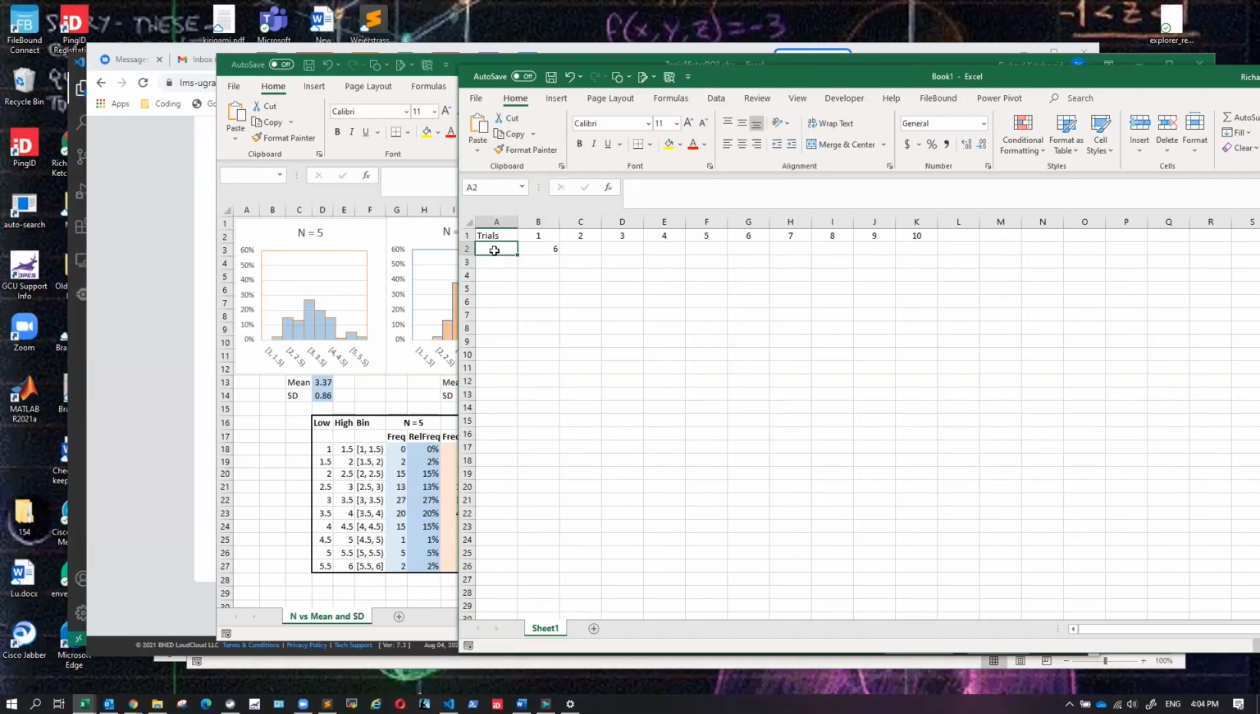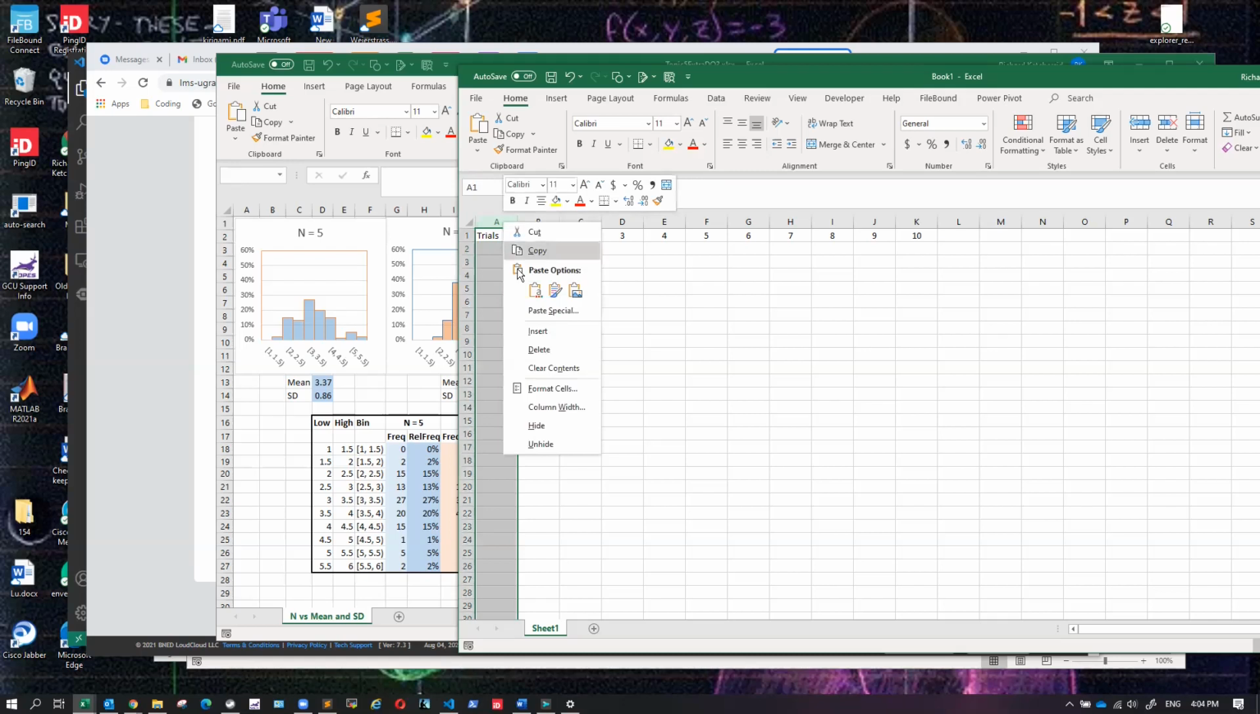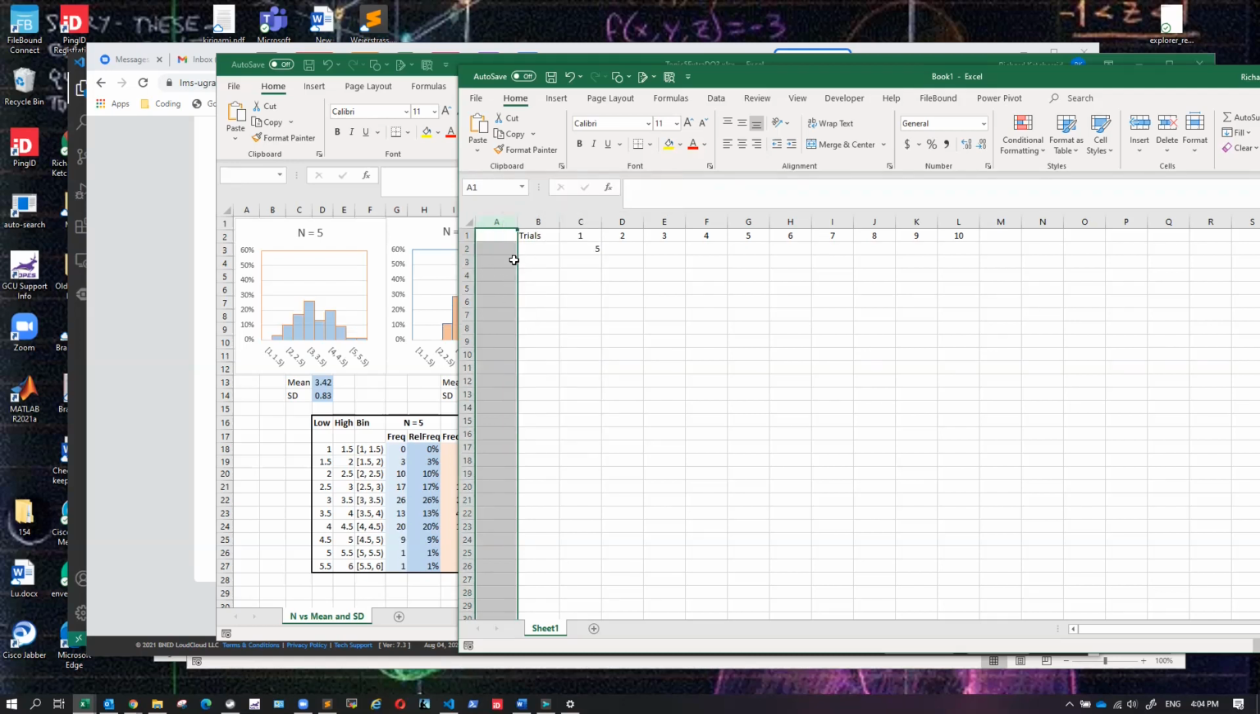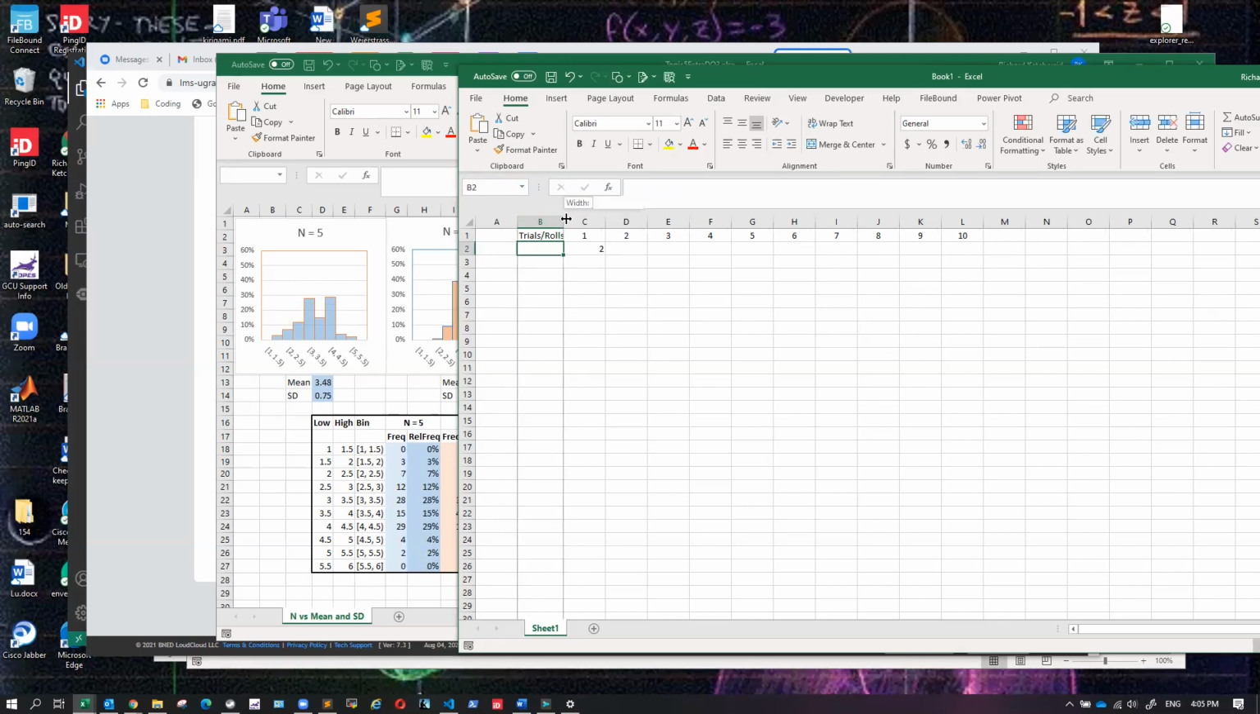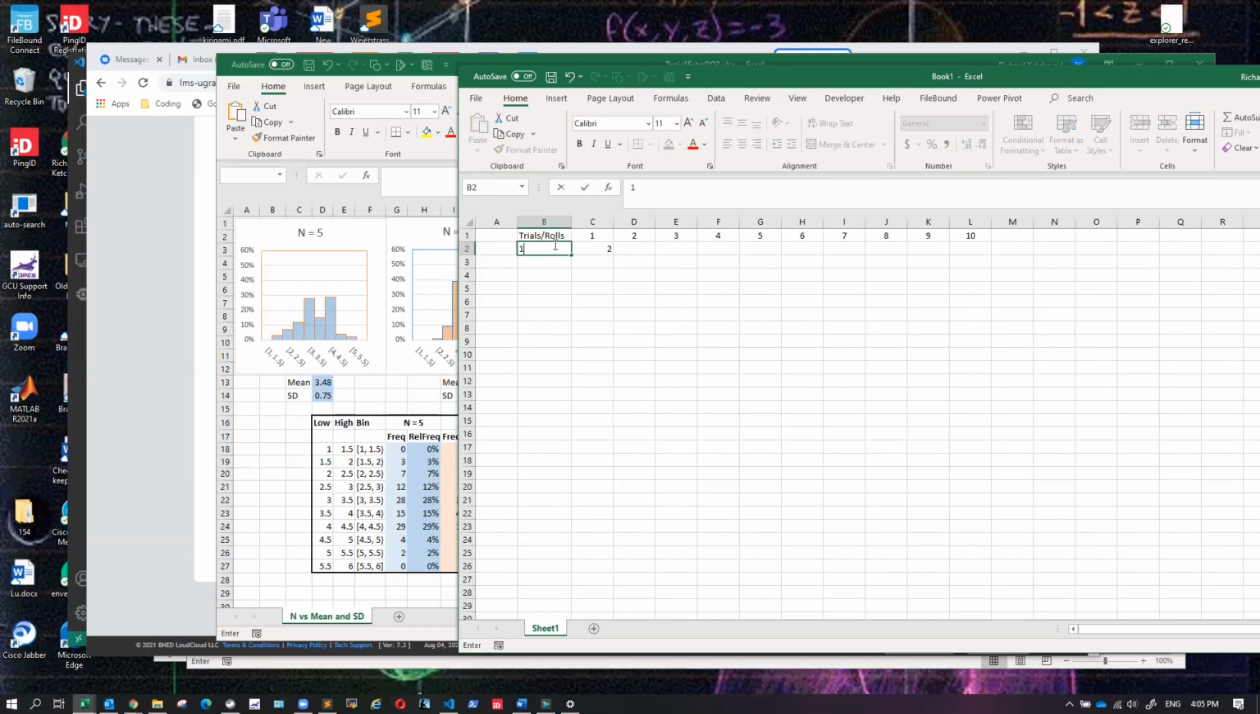Now I want to do it 5 times. So let me insert here. The trials are on top, but I also want the rolls here. Okay, so this is roll 1, roll 2, roll 3, roll 4, 5. So I'm going to roll 5 times, so n equals 5 in this case.